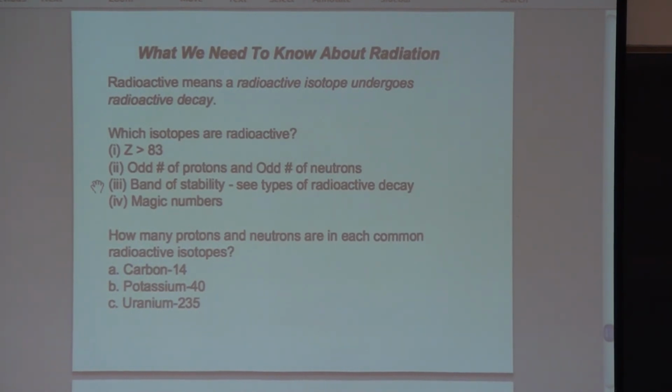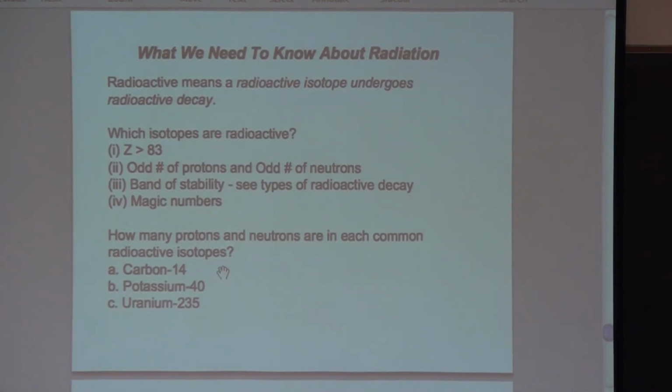Then there's also what's called the band of stability. There's a band of stability diagram in the textbook. If the isotope is within that band, it's going to be stable. If it's outside that band, it's going to be radioactive. Then there are the magic numbers. There's a shell model of the nucleus, similar to the shell model of electrons. If an isotope contains the magic number of protons and neutrons, chances are it's going to be stable. I'll let you know what those magic numbers are next week.